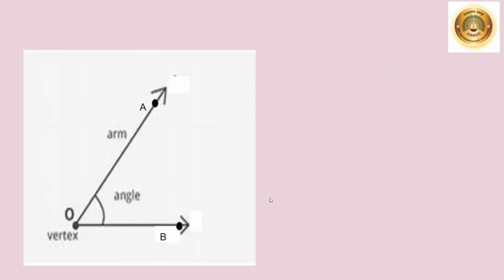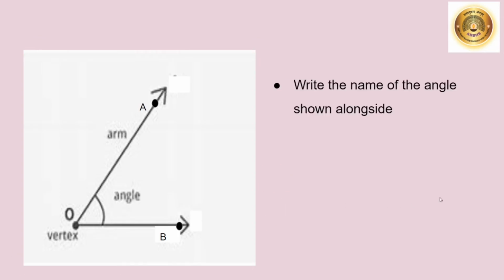Now I have a picture here and I'm going to ask you a few questions. Write the name of the angle shown alongside. Yes, the name of the angle is angle AOB. I think I heard somebody saying angle BOA. Yes, that's also correct. You can name it that way also. But always remember, the vertex should be the middle letter.